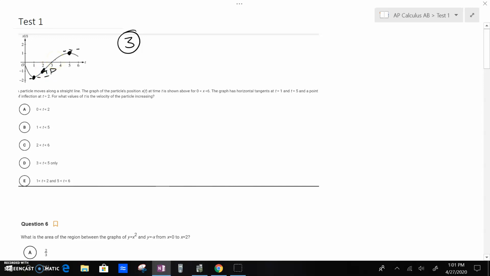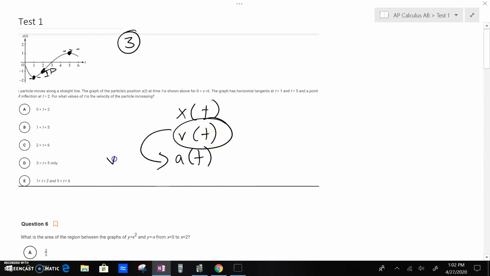And for what values is the velocity increasing? So we want to know where the velocity is increasing. We've got position, they're calling x. We've got velocity, and then we have acceleration. And these three are tied to each other, each one being the derivative of the one that comes before it. And we want to know where velocity is increasing, so we want to know where its slope is positive. So we're looking to figure out where acceleration is positive.